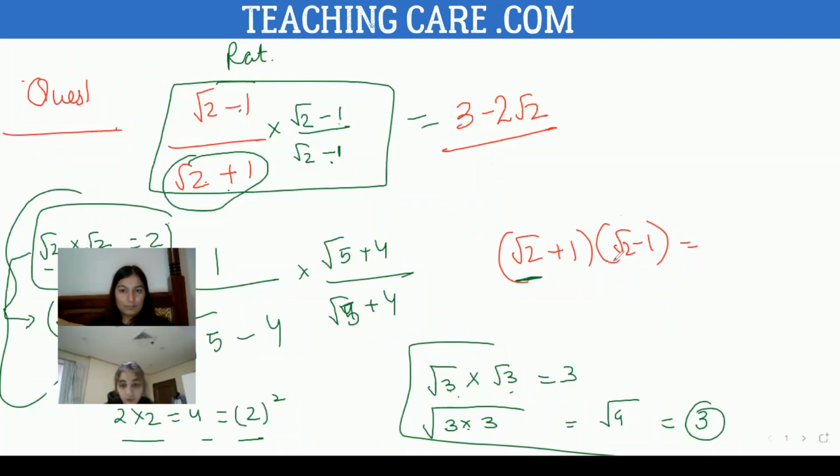Square root of 2 times square root of 2 is just 2. And then square root of 2 times 1 is square root of 2, but negative. Yeah, I forgot to put the sign. Then it's negative square root of 2. And then 1 times square root of 2 is just square root of 2. And 1 times negative 1 is negative 1. Okay, simplify it.